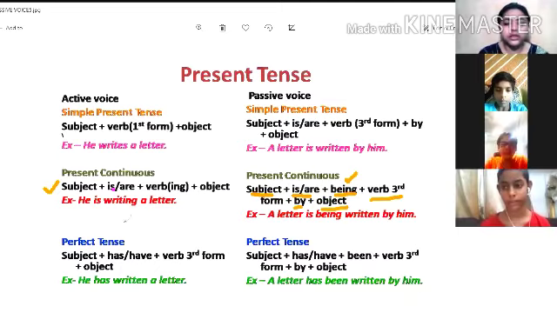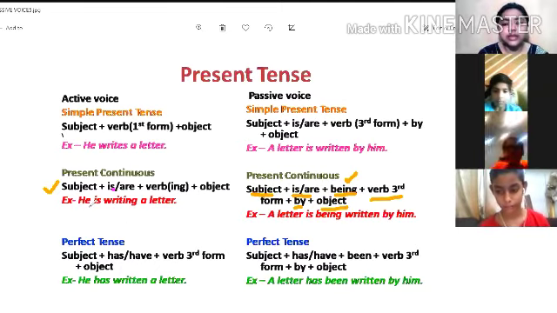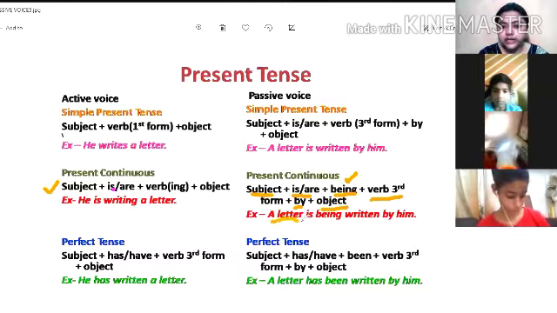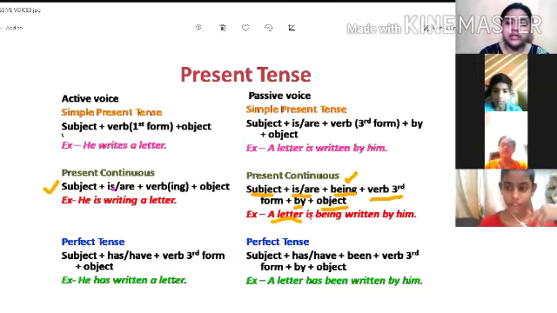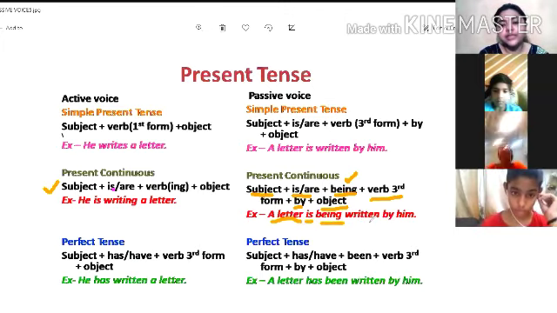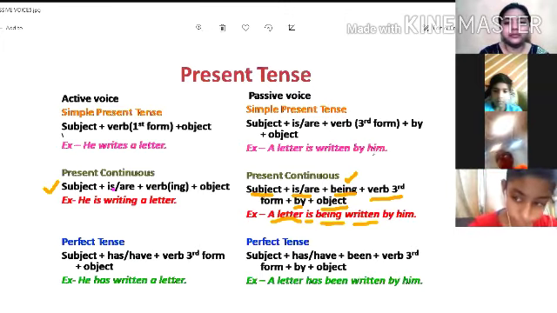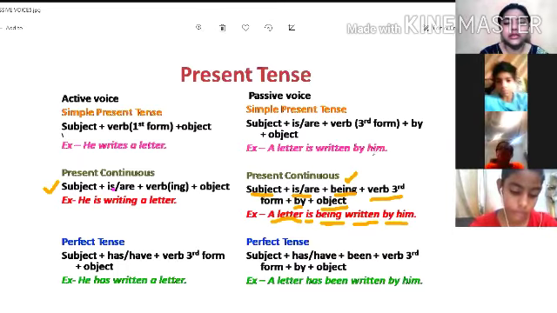Everyone, good. So let us look at the example. He is writing a letter was the sentence in active voice present continuous tense. What we are doing is taking out the object and placing it in the place of subject. A letter is in the singular form, so we will use is. Then being, then third form of verb, written, then by him. Is this clear?